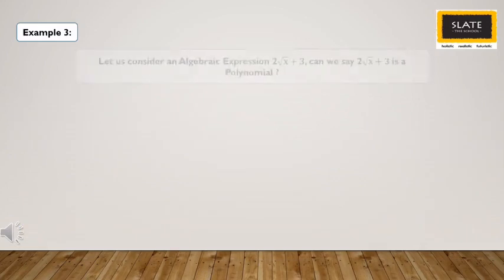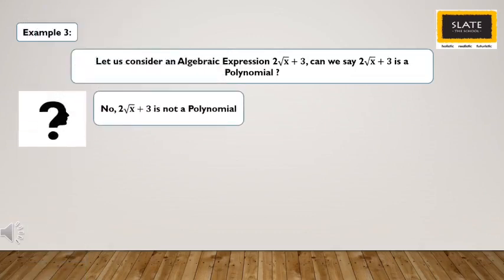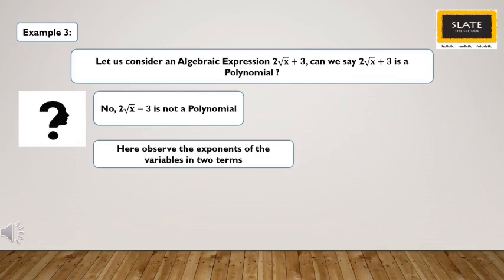Example 3. Take an algebraic expression 2 root x plus 3. Here can we say 2 root x plus 3 is a polynomial? Answer is no. 2 root x plus 3 is not a polynomial again. Why? How many terms are there in the given algebraic expression? Yes, there are two terms. One is 2 root x and another one is 3.